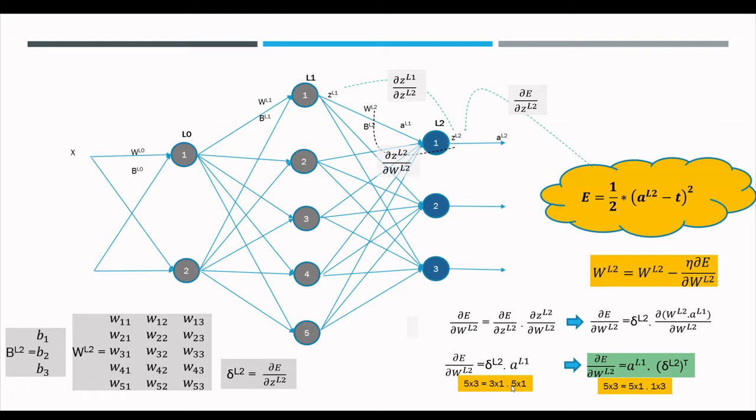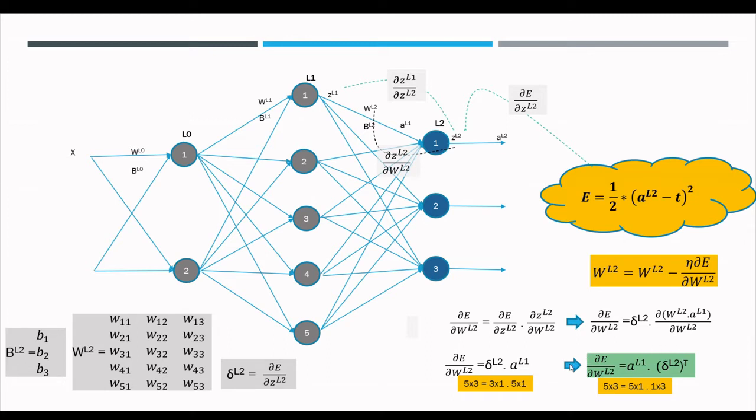So we have to move this matrix around. And the way to get a 5 by 3 is if I move this AL1 first and this delta L2 after, and I take a transpose of this. If I do that, then I get 5 by 1 and 1 by 3, and these two 1s will cancel out. You'll end up with a 5 by 3 matrix, which is what we want. So that is what we will say the format.